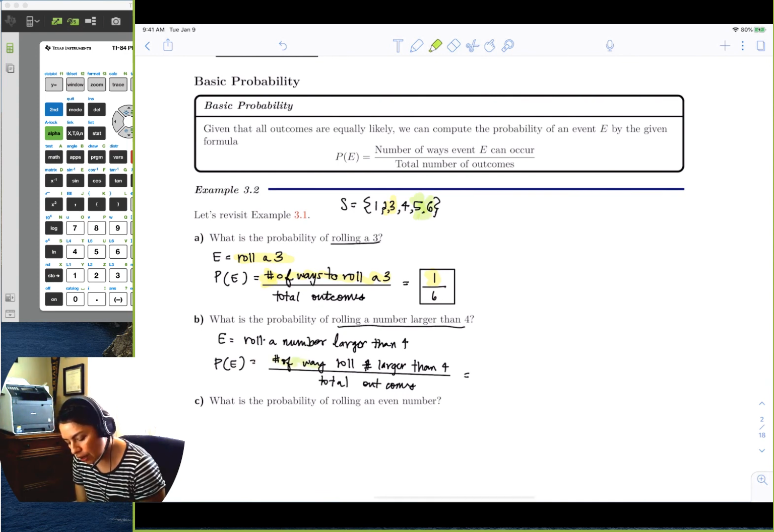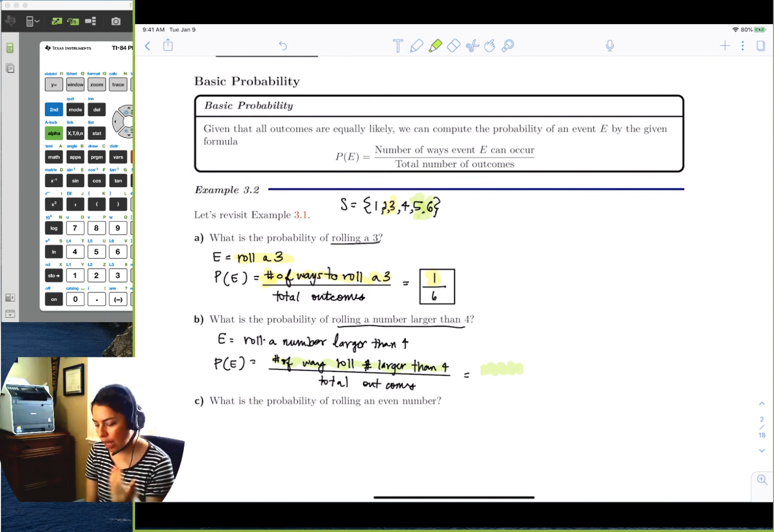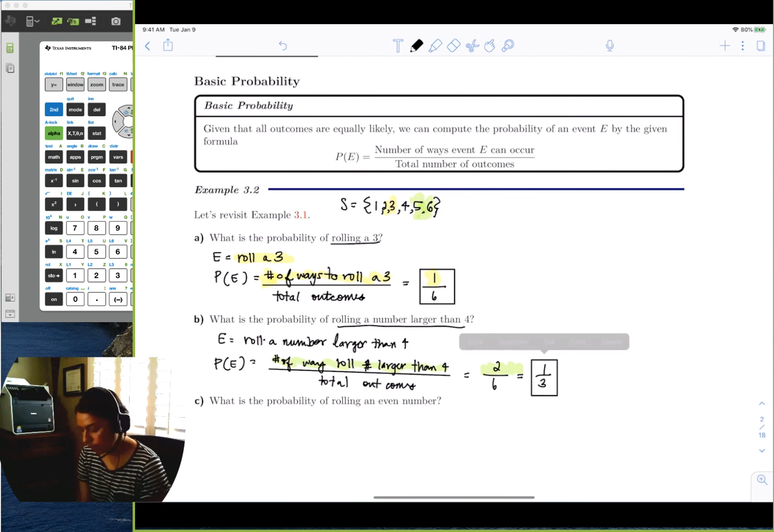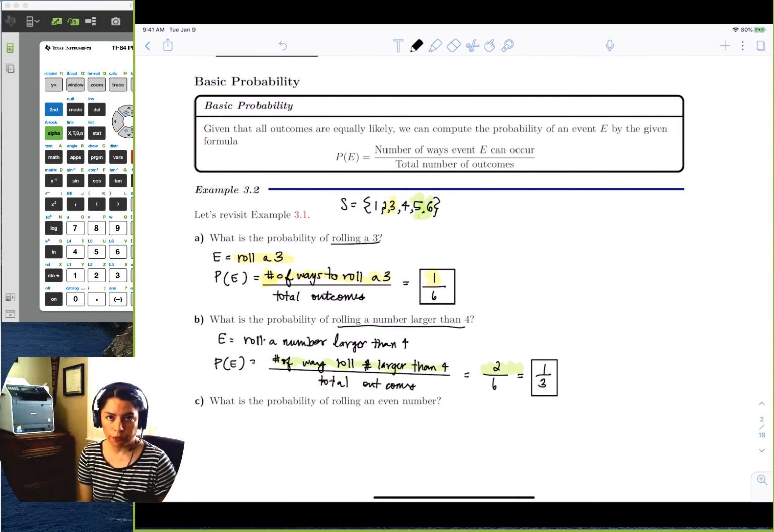How many outcomes is that? Don't say 6. No, it's not. It's how many outcomes do you see? 2. I see 2 outcomes where I could toss a die and get a number larger than 4, out of the total number of outcomes, which is 6. Reducing this is 1/3. So this says that if I roll a die 3 times, I should see a number larger than 4 once. So now what is the probability of rolling an even number?